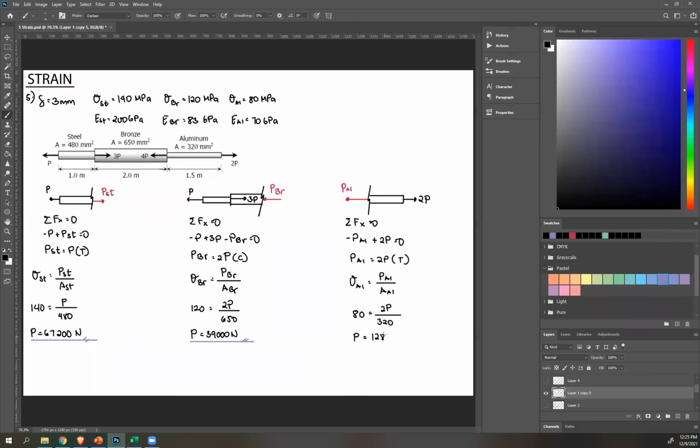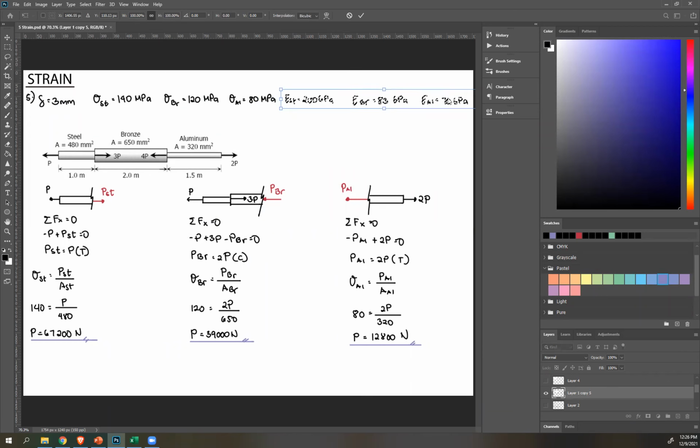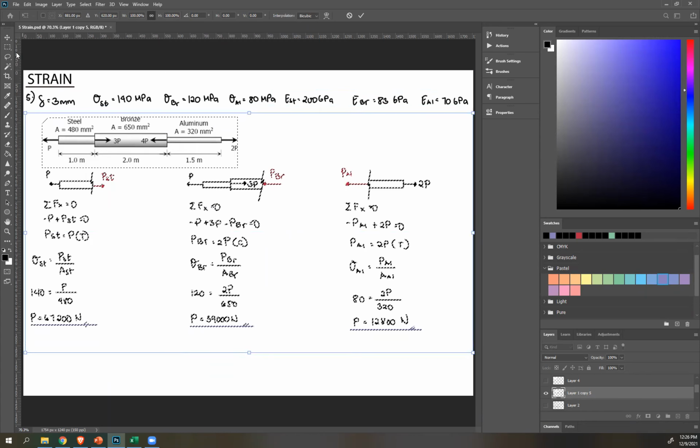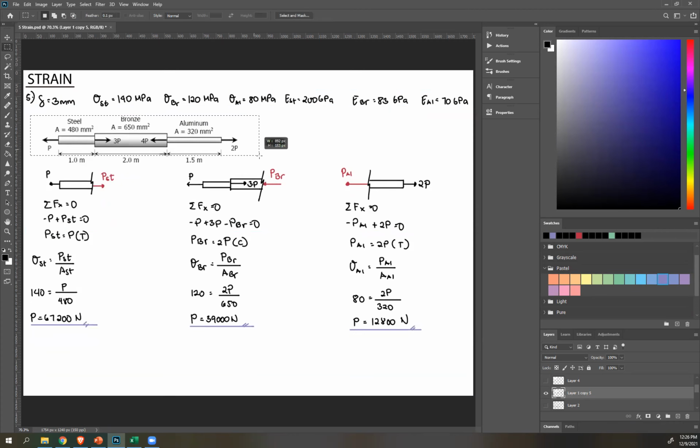12,800. Once again, Newton. Now, we're not done because this is only testing for stress. We have to test for this given deformation as well, okay? And then to solve for that, let me make things smaller. I'll just move this back here because I don't have space anymore.